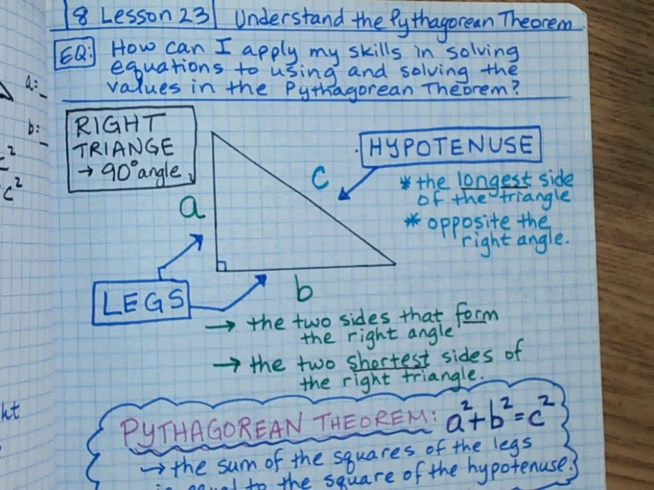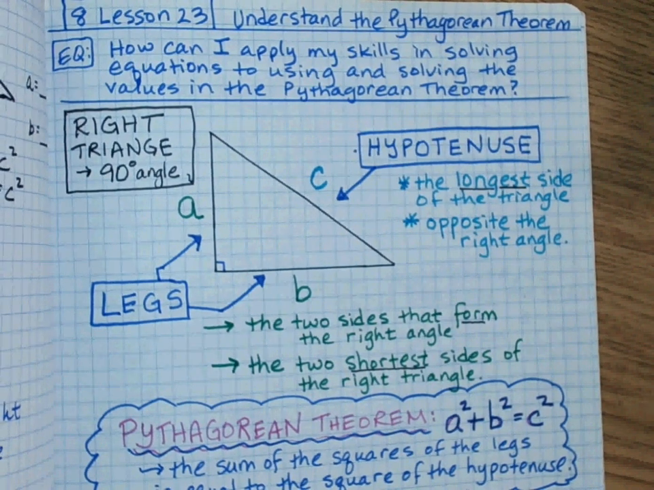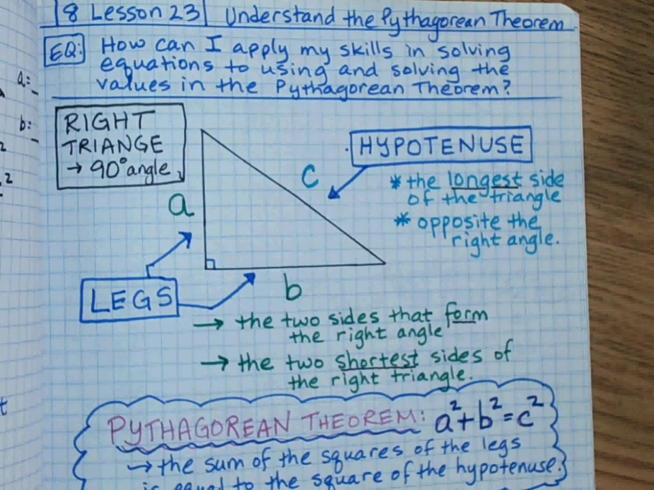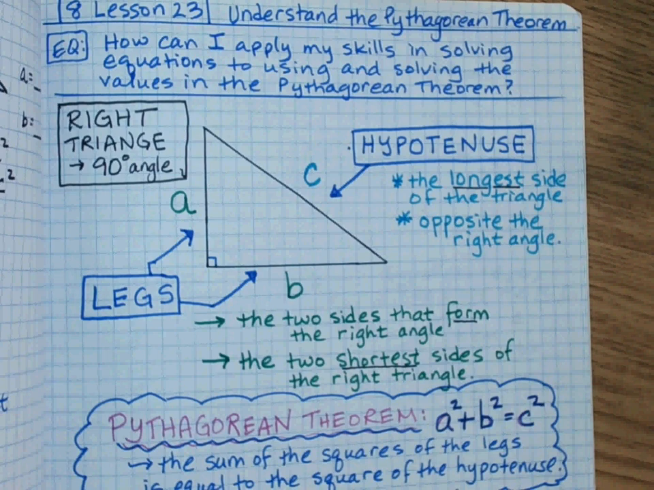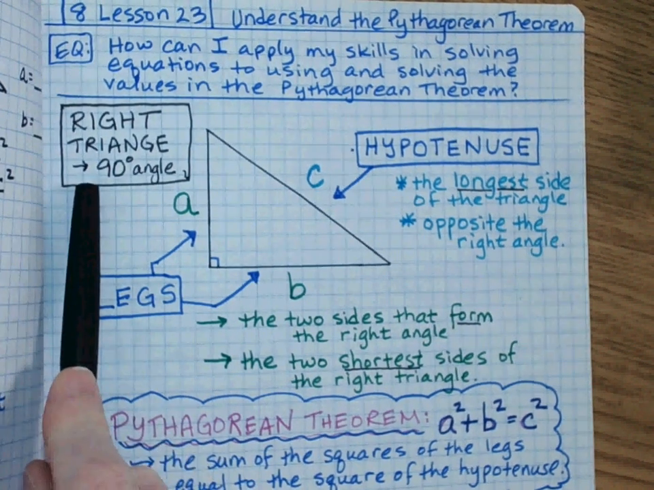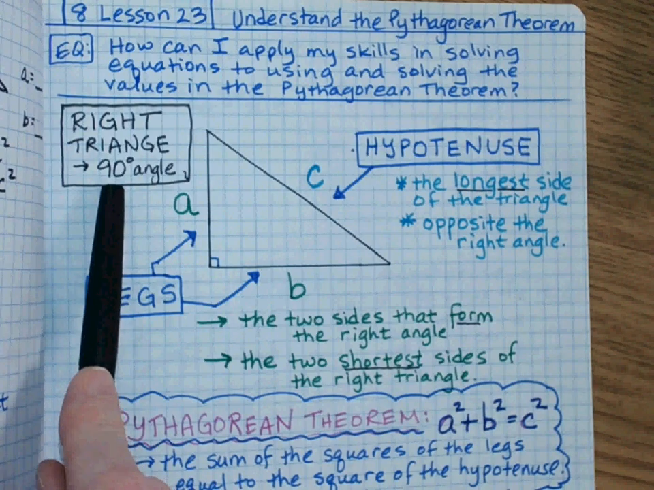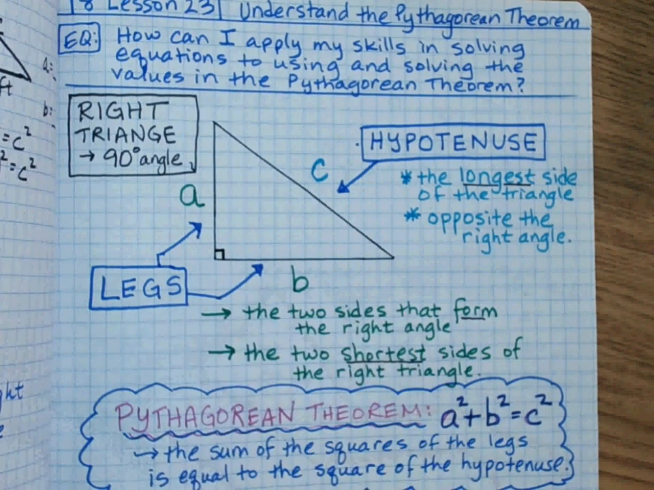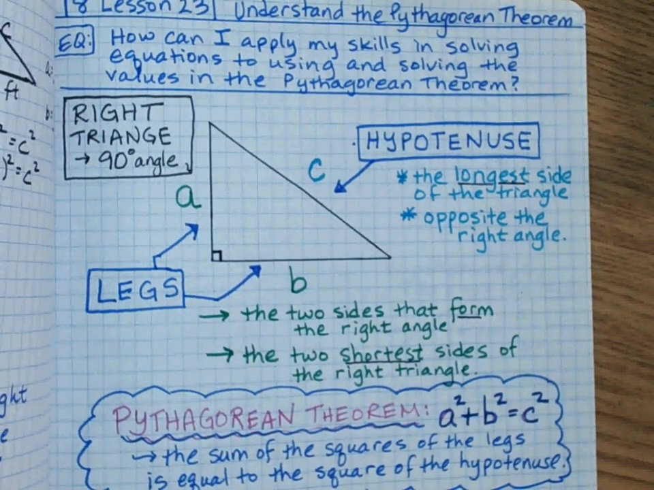The essential question for 8th grade lesson 23 is, how can I apply my skills in solving equations to using and solving the values in the Pythagorean theorem? Now, the Pythagorean theorem you may have heard of before, but the Pythagorean theorem requires a right triangle. A right triangle is any triangle that has a 90-degree angle. And we always represent a 90-degree angle with this little box.